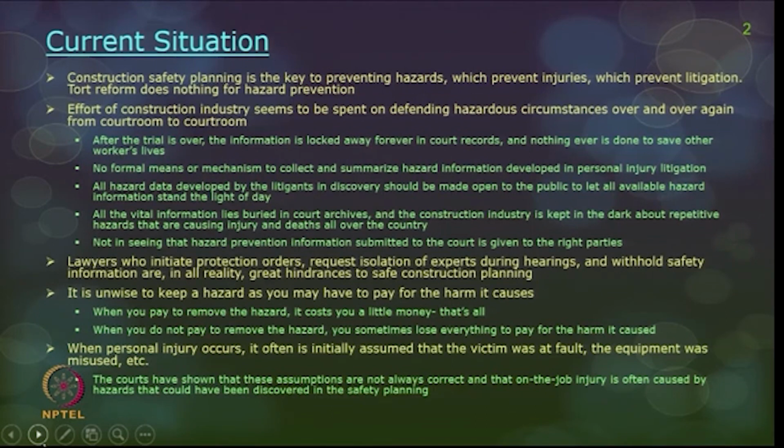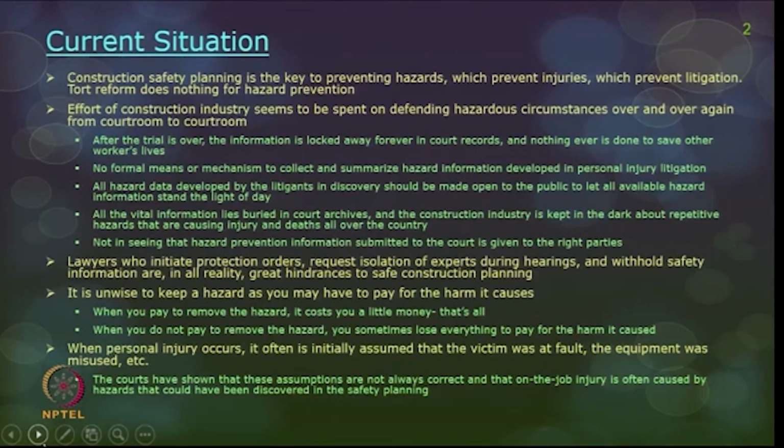So, efforts of the construction industry seem to be spent on defending hazardous circumstances over and over again from courtroom to courtroom. From every case, maybe the same situation from a different angle, you would be arguing in a different court, but since the proceedings are not revealed to the public, right now the trend is improving, but still, if all these cases become transparent, then obviously you can easily achieve zero accidents in construction sites. After the trial is over, the information is locked away forever in court records, and nothing is ever done to save other workers' lives.